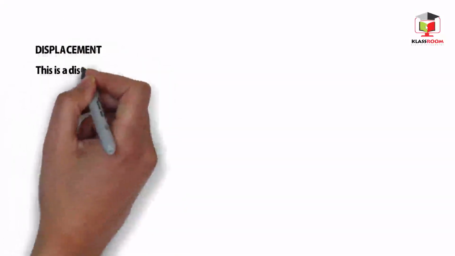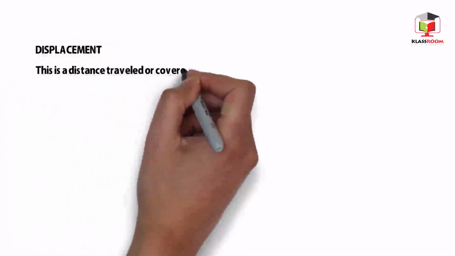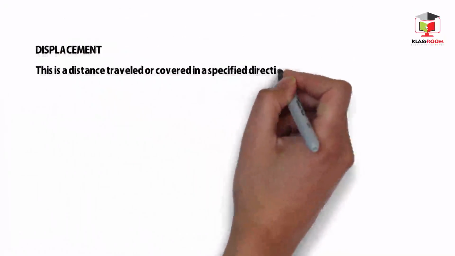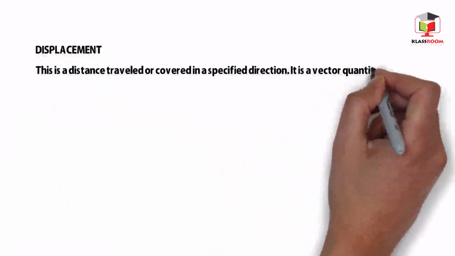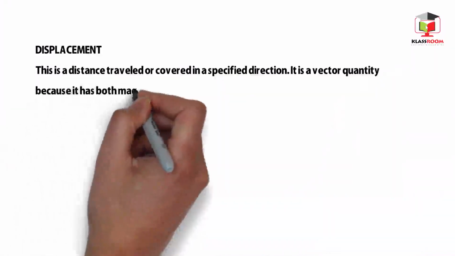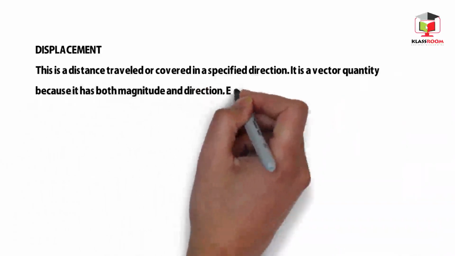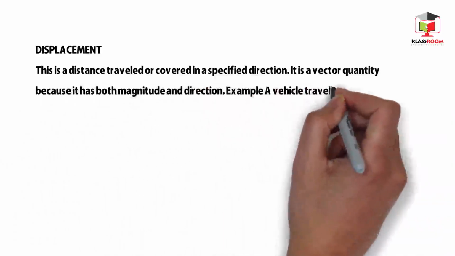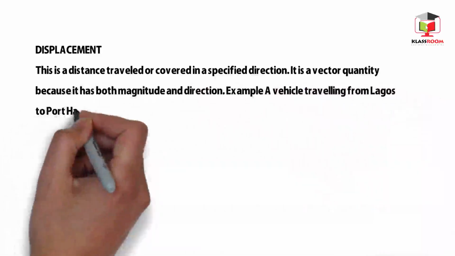Displacement. This is the distance traveled or covered in a specified direction. It is a vector quantity because it has both magnitude and direction. Example: a vehicle traveling from Lagos to Port Harcourt. It must have magnitude of the speed and it must also have what?